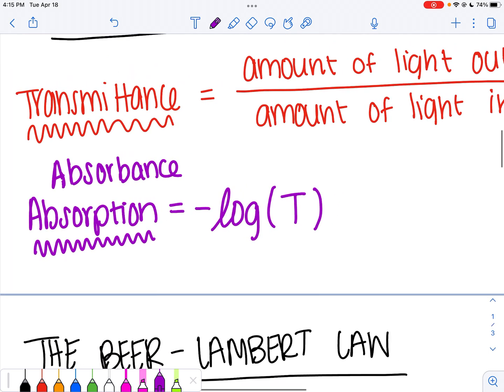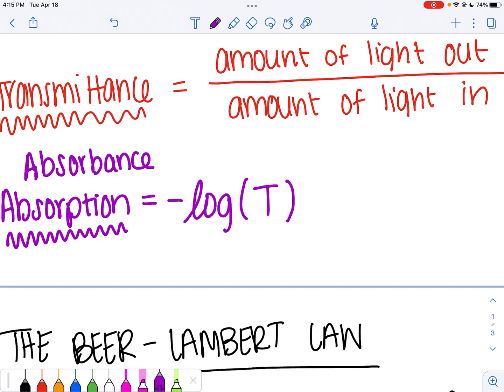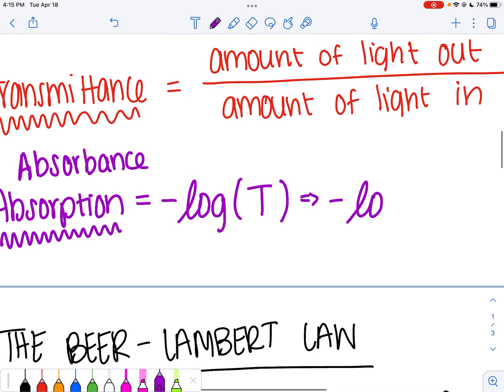Because transmittance can also be related to intensity, another way that we could write this is the negative logarithm of the amount of light that we got out, I'll call that I1 here, divided by the amount of light we put in, which we called I naught. So absorbance: how much light was absorbed by your solution. Transmittance: how much light came out of your solution.